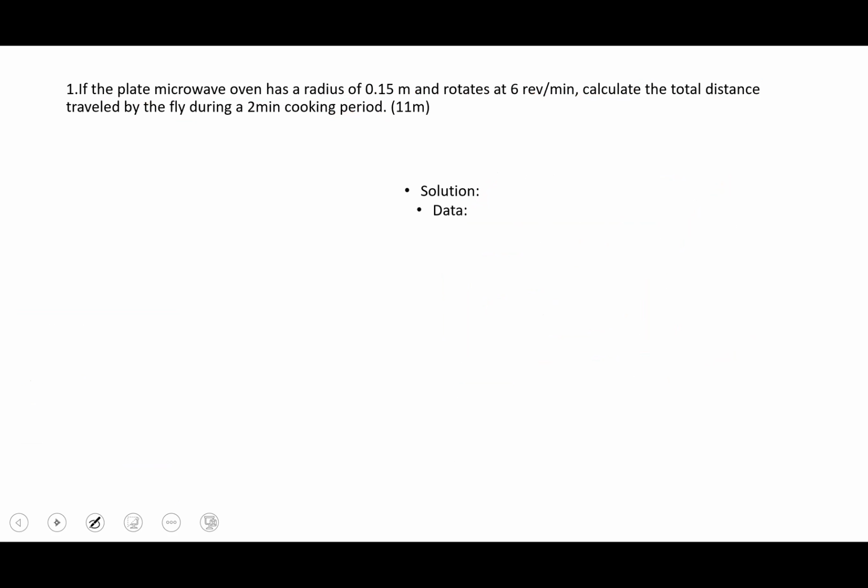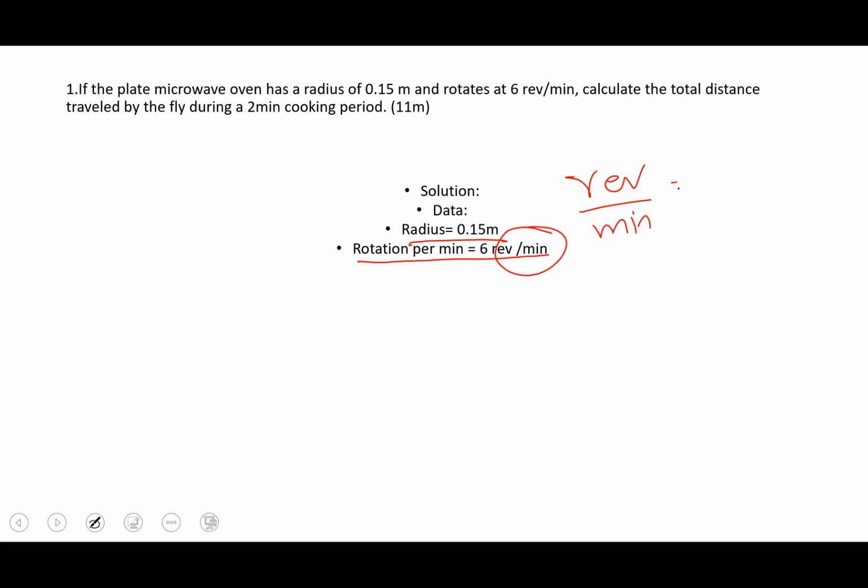Solution: we have the data with us, which is the radius 0.5 meters, and rotation of 6 revolutions per minute. We have to convert this revolution per minute into radian per second. If a body completes one whole revolution, that means it has covered an angle of 2 pi in radian. Divided by minutes, which can be converted into seconds. So 1 minute has 60 seconds. That is how we can convert the revolution into radian per second.